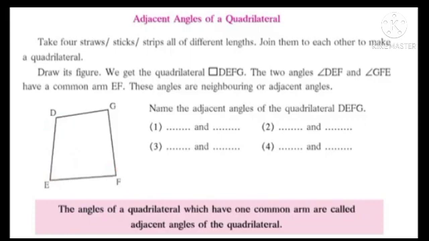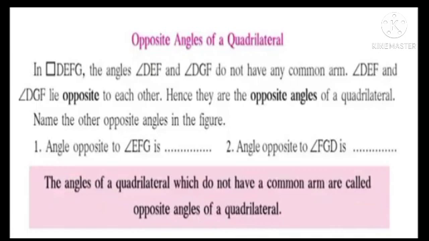So this way, when you take one side each common to two angles, then they become adjacent angles. So what is the property? The angles of a quadrilateral which have one common arm are called adjacent angles of the quadrilateral. Now let's learn about opposite angles of a quadrilateral.